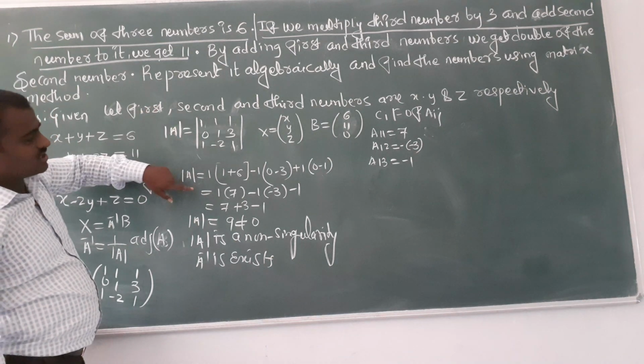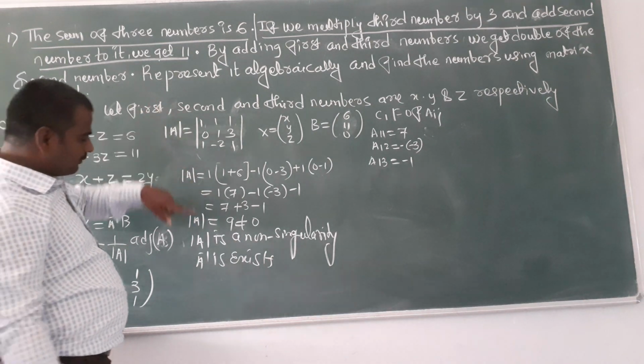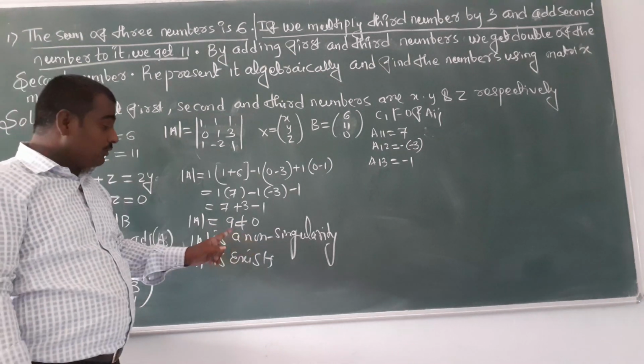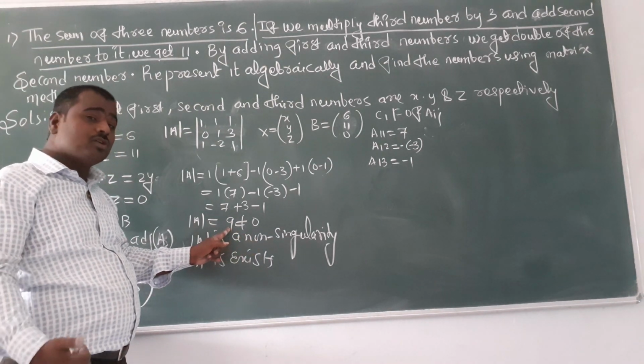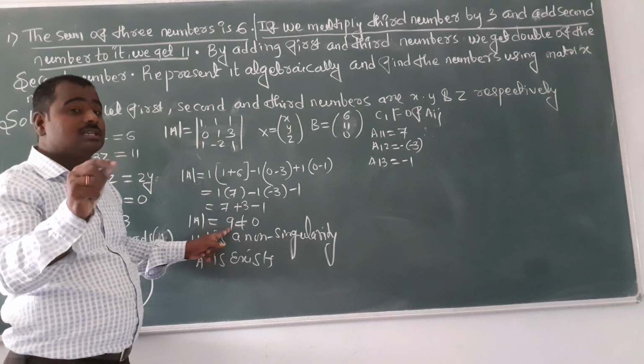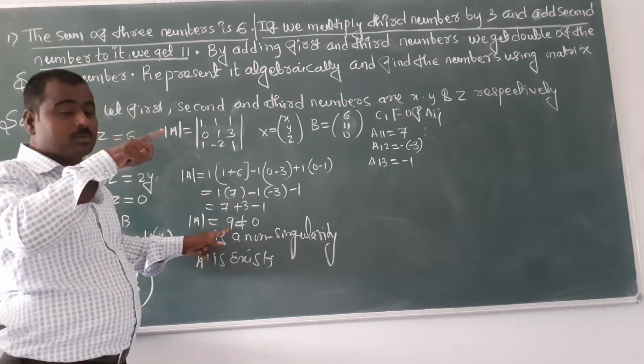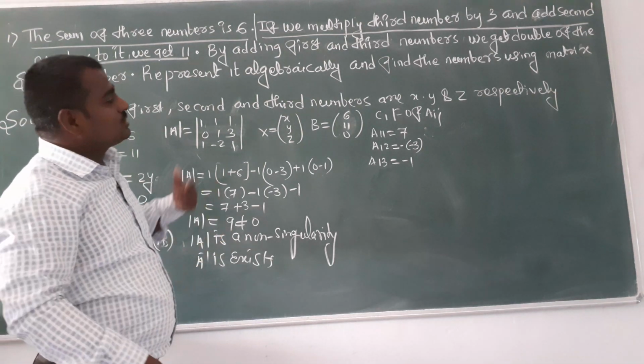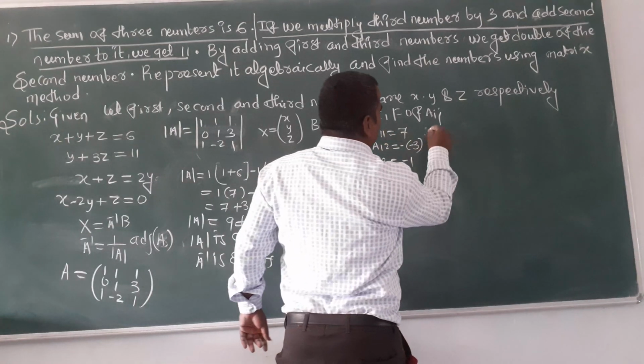The expansion is already given. So the value for A inverse exists. When it happens to be 0, what can you write? A inverse does not exist. In that type of problem, this arises. Keep it in your mind. Next, we are going to find the cofactors.